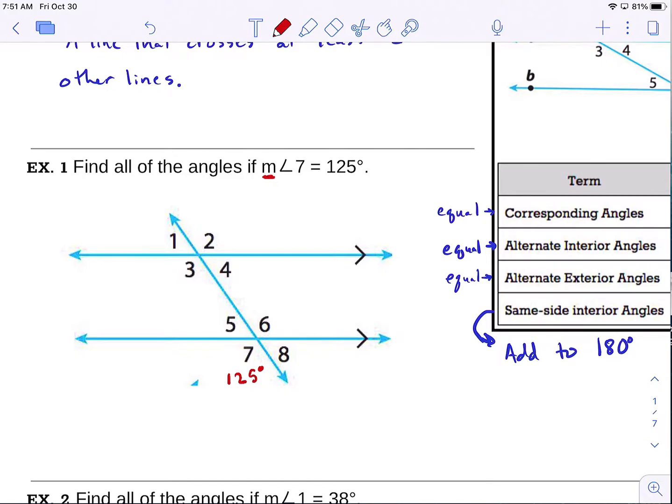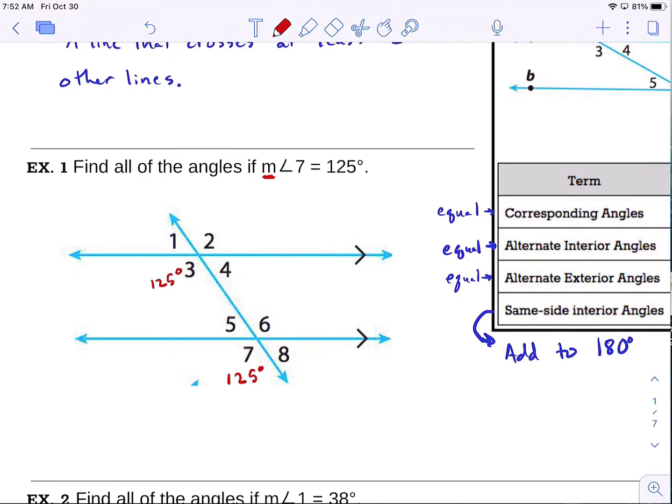Let's go from top to bottom, corresponding angles. So if I look at angle 7 from this group, which angle in the top group corresponds to angle 7? Or in other words, remember, is in the same position. That would be angle 3. So I know angle 3 is also 125 degrees, without having to do any work, just knowing that vocabulary word.